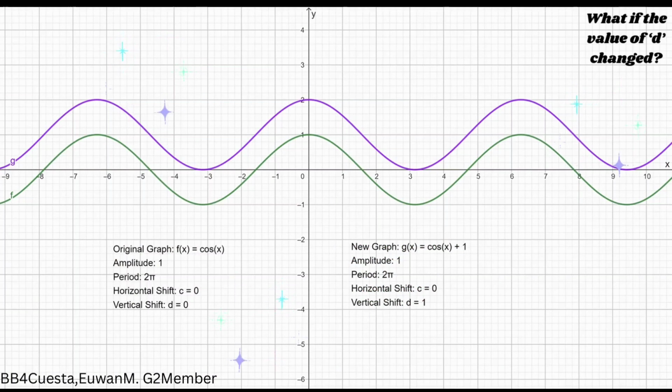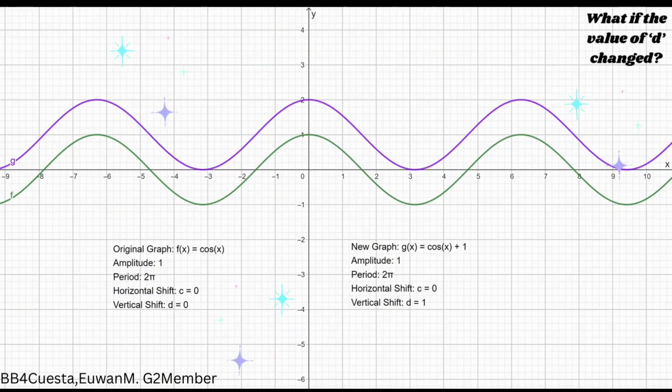f of x is equal to cosine of x. Its graph is shown in the form of a green line. Changing the value of d will give us our new equation, g of x is equal to cosine of x plus 1. The graph of the new equation is the purple line.